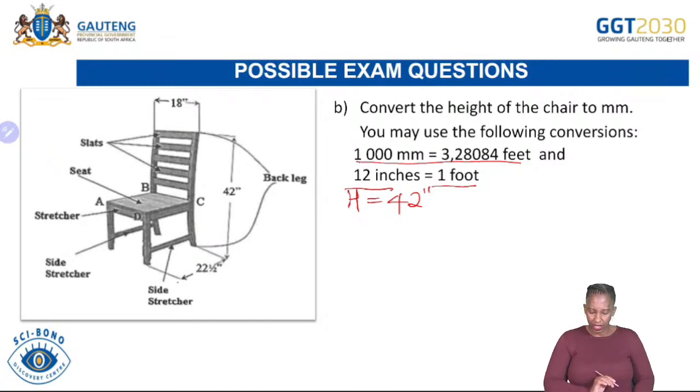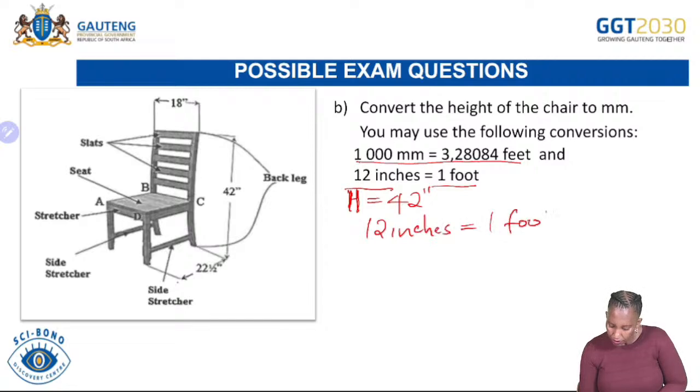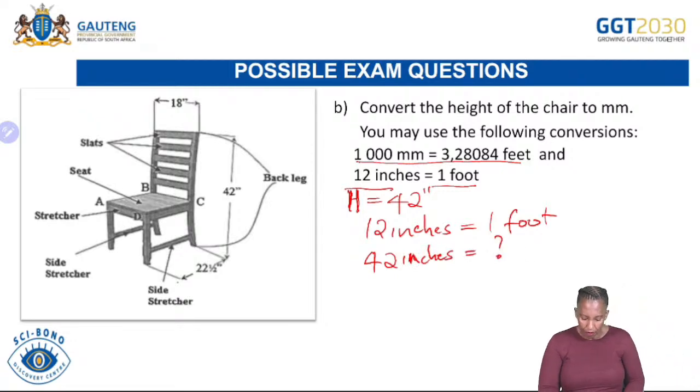So if the height of the chair is 42 inches, the first step that we need to do is convert these inches into feet. So we say 12 inches is equal to 1 foot, and then 42 inches will be unknown. And then we quickly perform what?